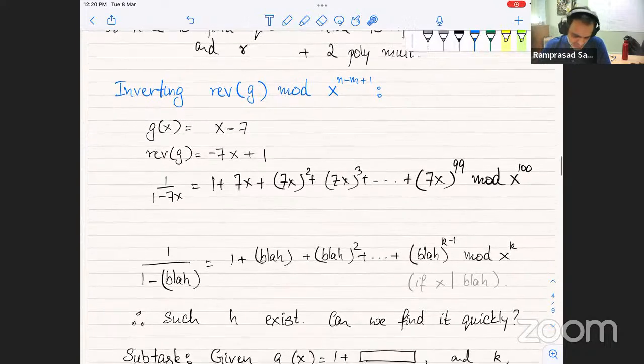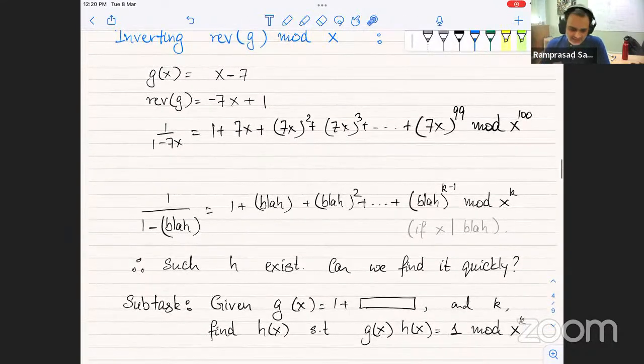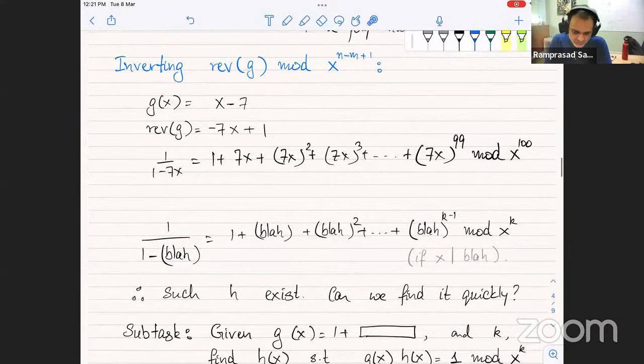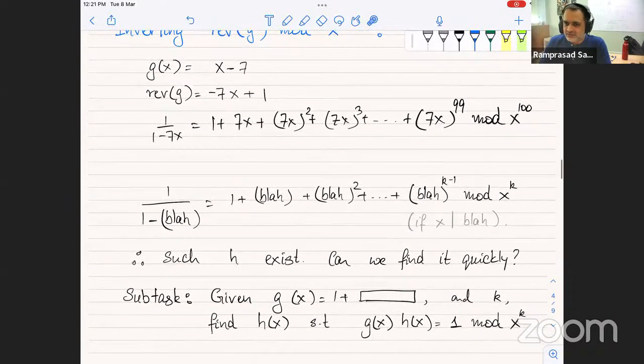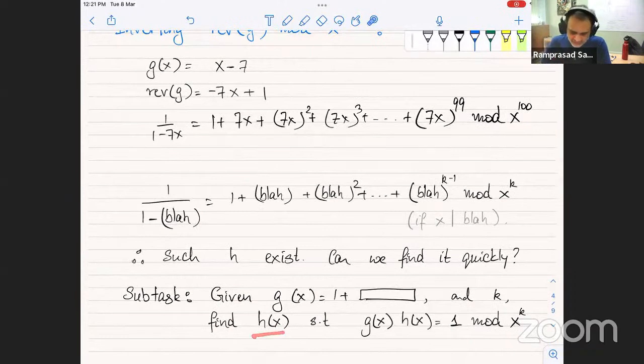Okay. So here is the subtask. Instead of constantly writing reverse of G all the time, I'm just going to say I'm given a G of X that looks like 1 plus something. And I'm given some threshold K. This K is going to play the role of this N minus M plus 1 or something. And all I want is to find an H of X such that G of X times H of X equals 1 mod X to the power K.